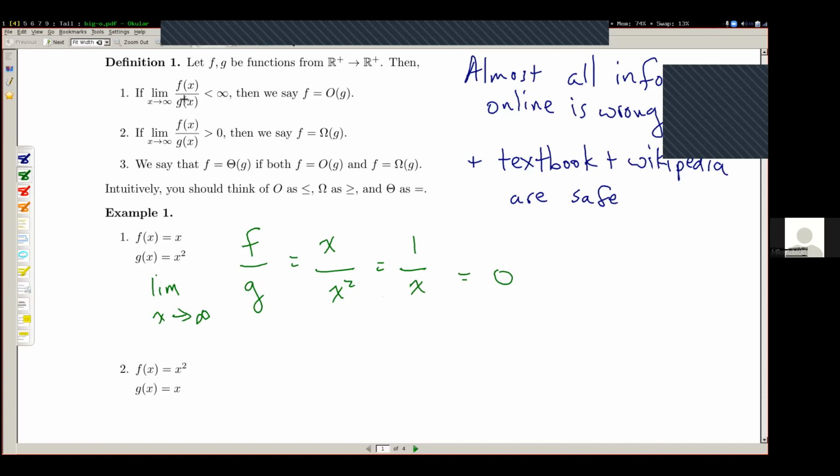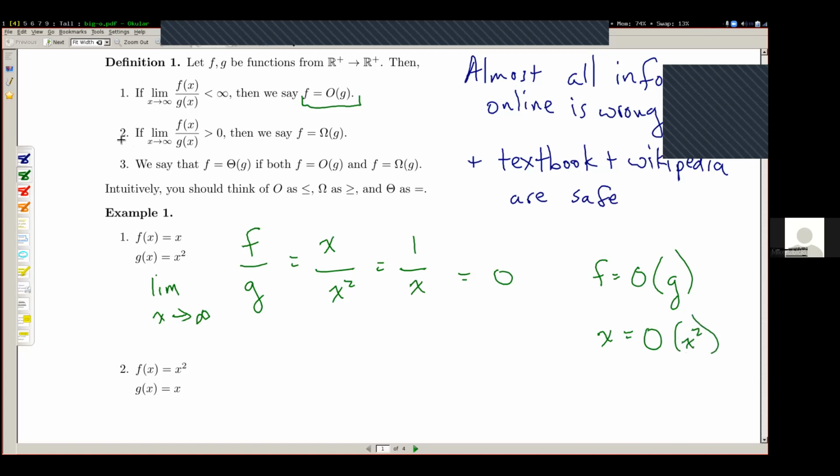If we look at our cases up here, case 1, 2, and 3, then this 0 value right here is less than infinity. So we can say that f equals O of g. Here we say f equals O of g, or equivalently, x equals O of x squared.